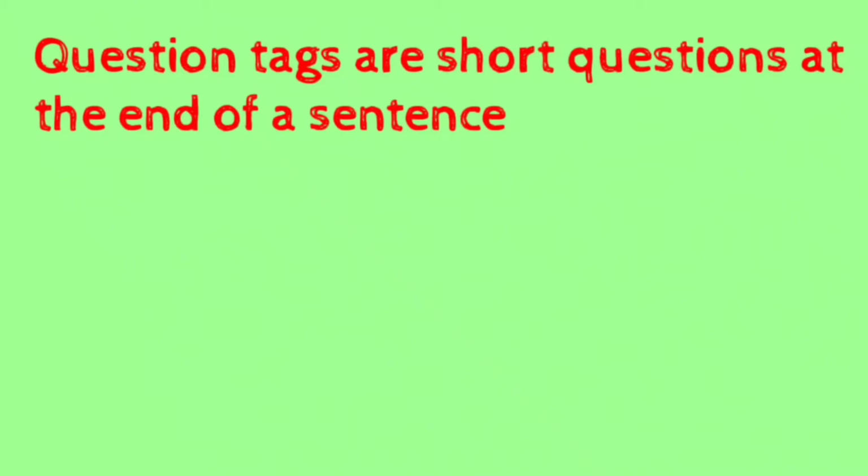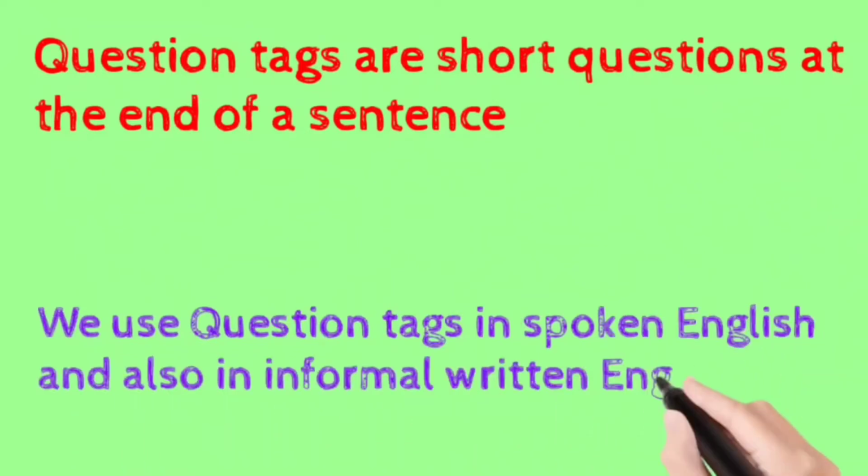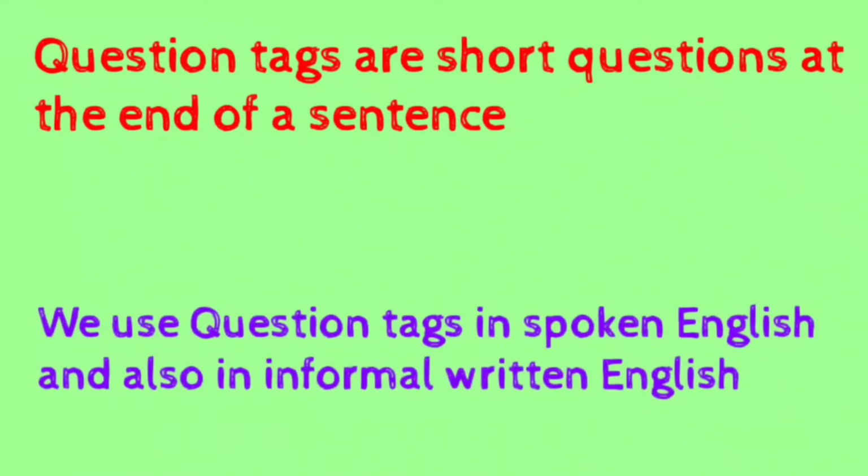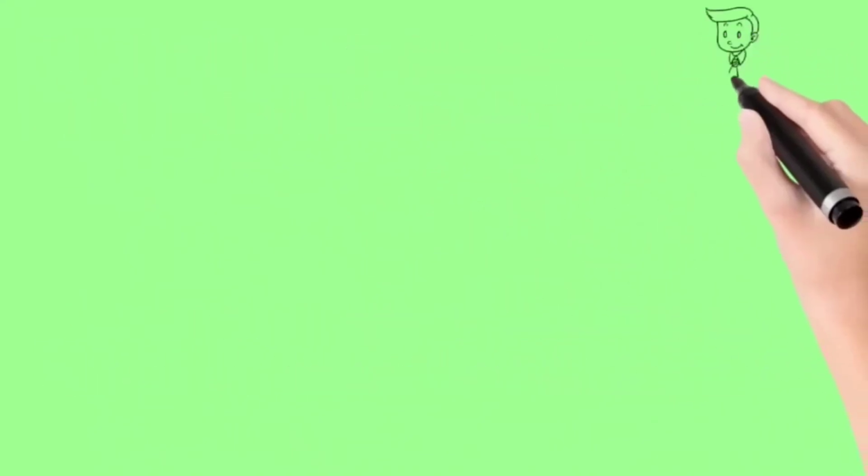So first we will write a sentence, then put a comma, then the question tag and question mark. We use question tags in spoken English and also in informal written English. So question tags are short questions at the end of a sentence. You should remember that.